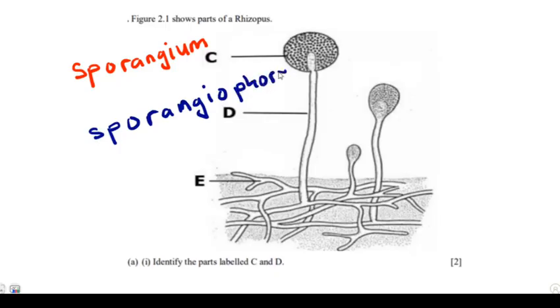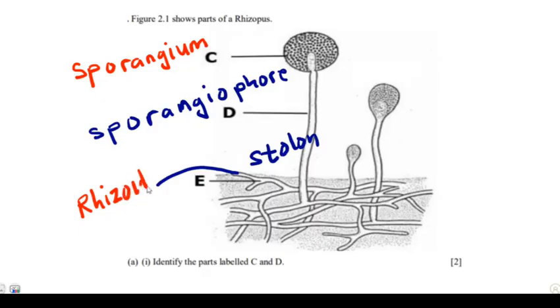Then we now come to the part labeled E. This part labeled E right here, these are called the stolons. This part right here. Then, if they are pointed on this part, these are the rhizoids or rhizoid. So these are the parts of the rhizopus.